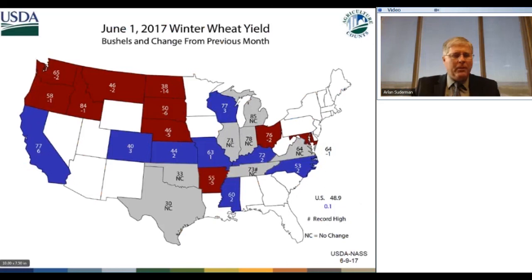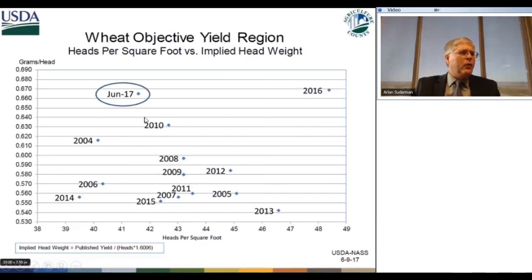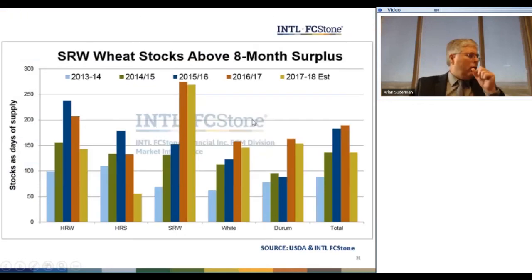See if I can hold on to my voice here to finish. And overall, we find that USDA raised the yield a tenth of a bushel because of some pretty high head weights, very high head weights. Heads per square foot, pretty low compared to where we've been in recent years, but very heavy, very large heads. And so that's how they came up with the yield that they did.